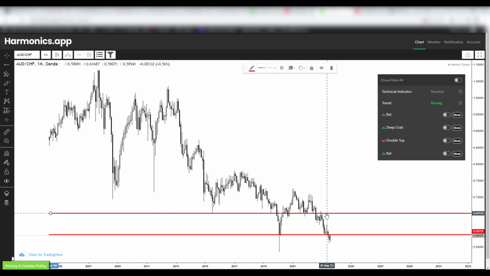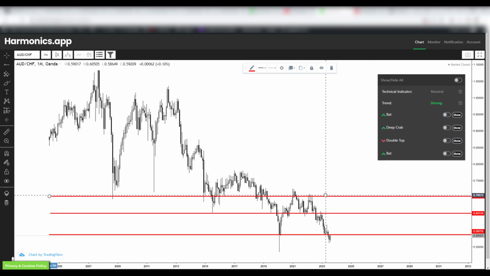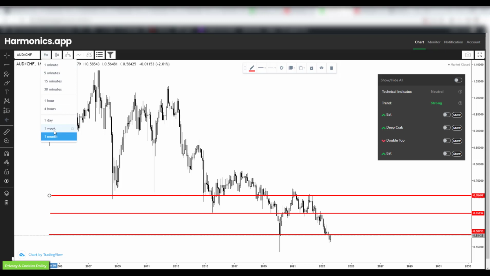Okay, this one is here. Let's put another one. The support and resistance where the price is mostly touching those price levels. This is okay. Now let's go to the weekly time frame.